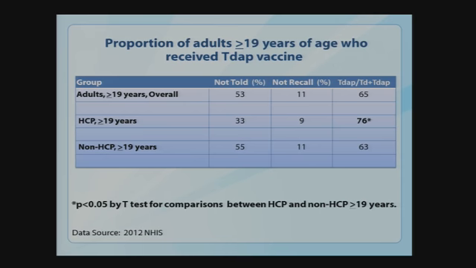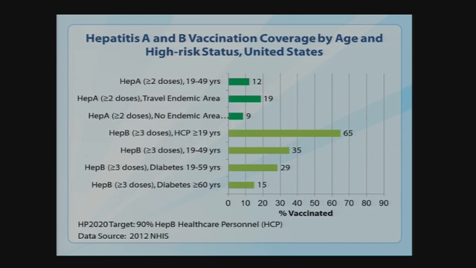Looking at hepatitis A and B, hepatitis A coverage remained low at 12% for persons 19 to 49 years old, and this estimate was similar to that of 2011. Hep A coverage was higher among those who had traveled outside the United States to an endemic area at 19% compared to those who had no endemic area travel at 9%.